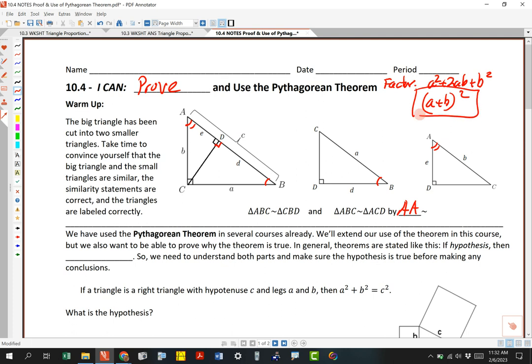Ooh, very nice. Does anybody remember the name of a trinomial that looks like that? Close. Perfect square trinomial. This trinomial came from a perfect square. So the way we check this is, does it start with a perfect square? It does, of A. Does it end with a perfect square? It does, of B.